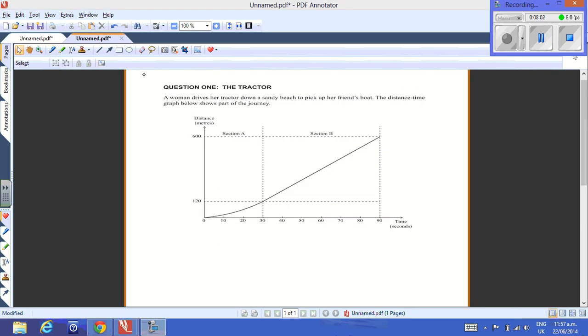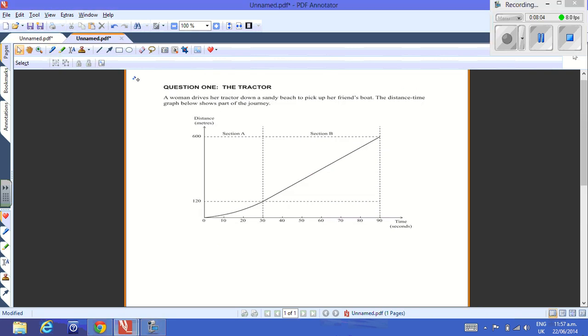Now we're looking at the 2012 question 1. In 2012, we were looking at a distance time graph, so we're looking at distance on the y-axis this time and time on the x-axis. A woman drives her tractor down a sandy beach to pick up a friend's boat. The distance time graph below shows part of the journey.